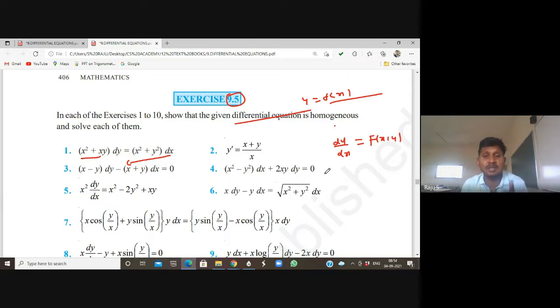How to check whether it is homogeneous? All degrees are the same. In linear, it's not like that, all degrees are not the same. Only in homogeneous. When all degrees are the same, you can go for homogeneous.